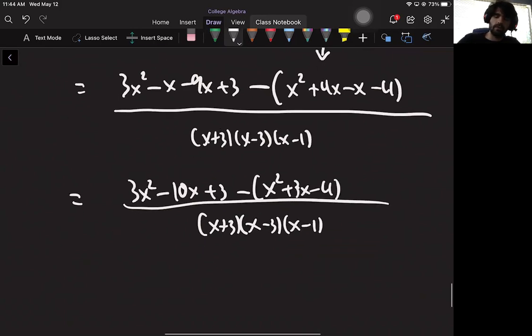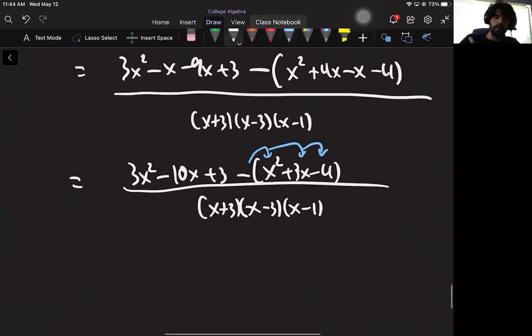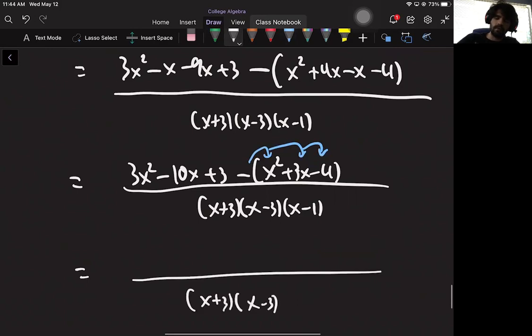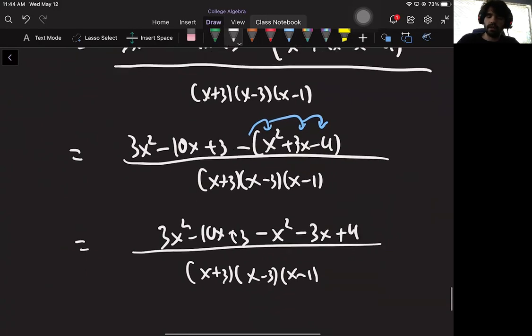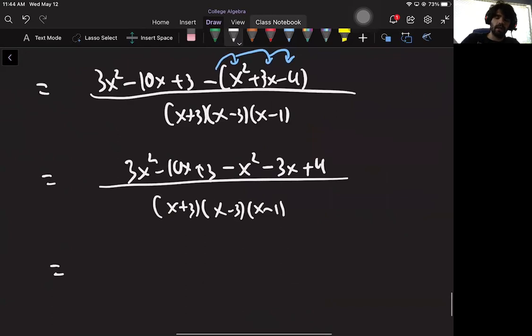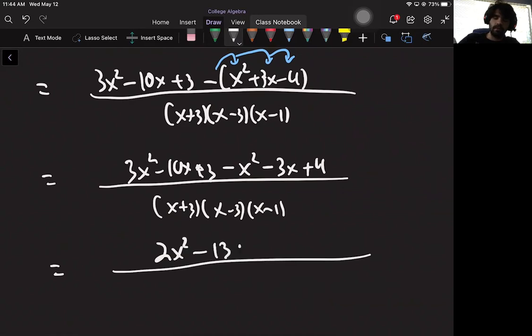And now I'm going to distribute this negative through so that I can combine everything together. Okay, so you can skip a lot of these steps once you sort of see it with lots of practice. Okay, so 3x squared minus 10x plus 3 minus x squared minus 3x plus 4, because I've distributed that negative. Now I can finally combine like terms. So 3x squared minus x squared is 2x squared, negative 10x minus 3x is negative 13x, and 3 plus 4 is 7.